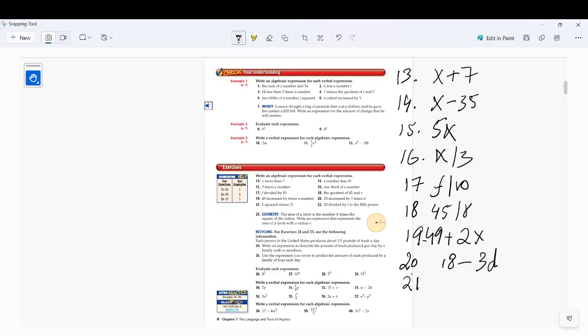Talk about 21. It says k squared minus 11. And if we talk about 22, it says 20 divided by t to the fifth power. 20 divided by t to the fifth power.